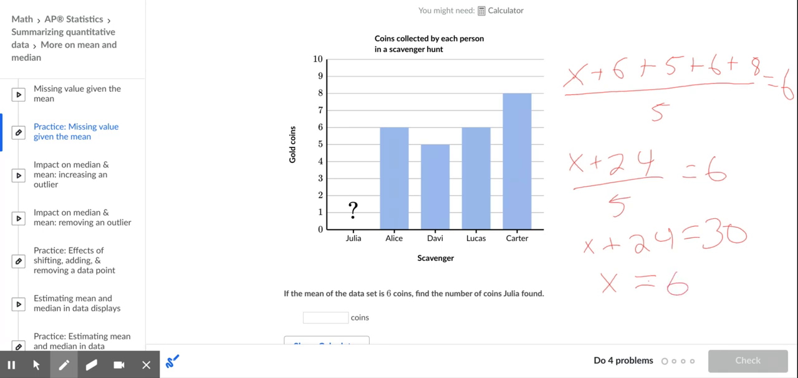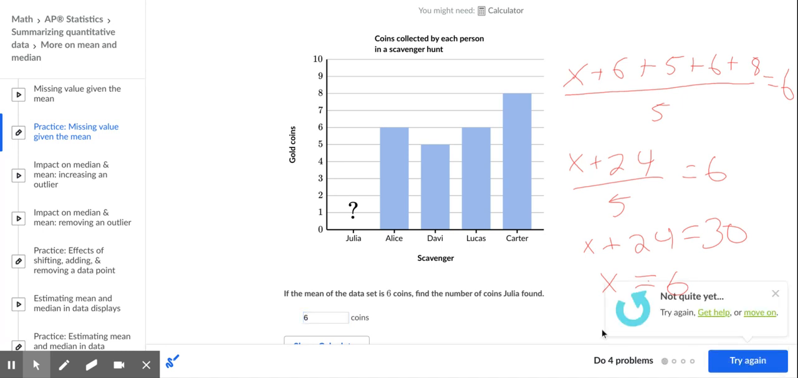6. Sorry, my mind just completely blanked there for a second. x is 6. So basically Julia has 6. And that's really all we're doing here. We're saying, okay, if I set up my mean equation and then solve for the unknown value.